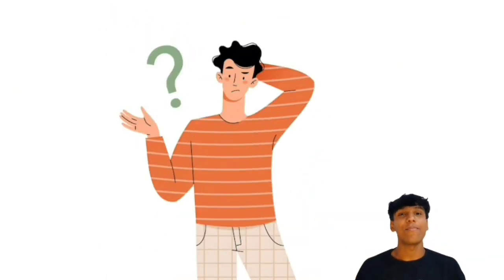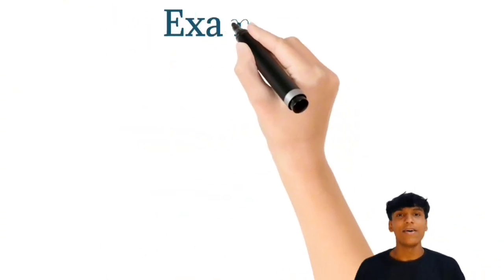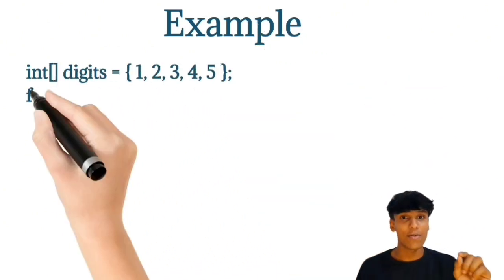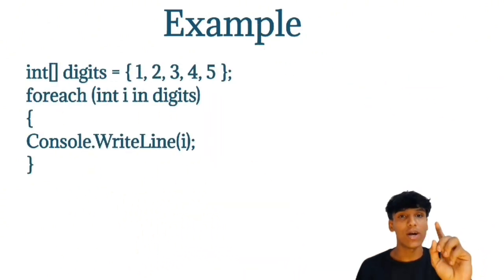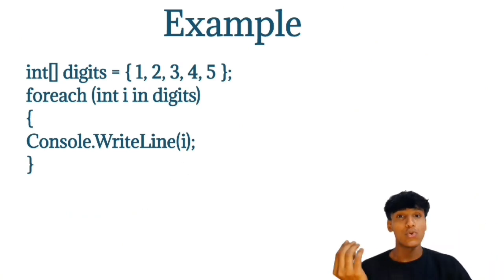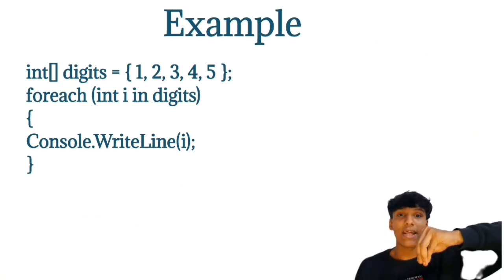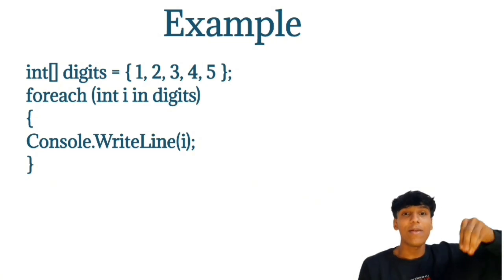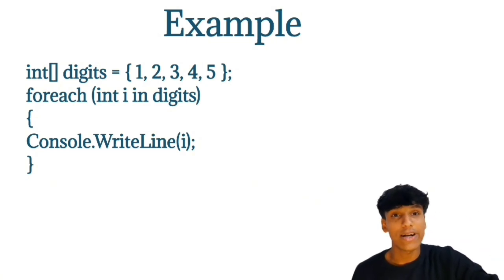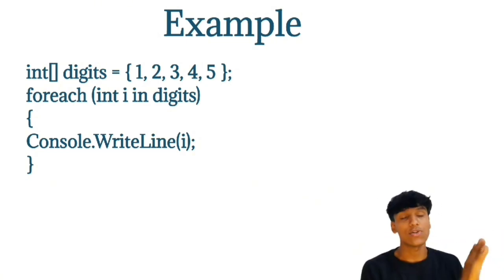Let's take a real example to make it clear. This code creates an array of numbers called digits with values 1, 2, 3, 4 and 5. It uses a foreach loop to go through each number in the array. i is a temporary variable that holds each value from the array digits one at a time and prints it. Console.WriteLine prints each value to the console.